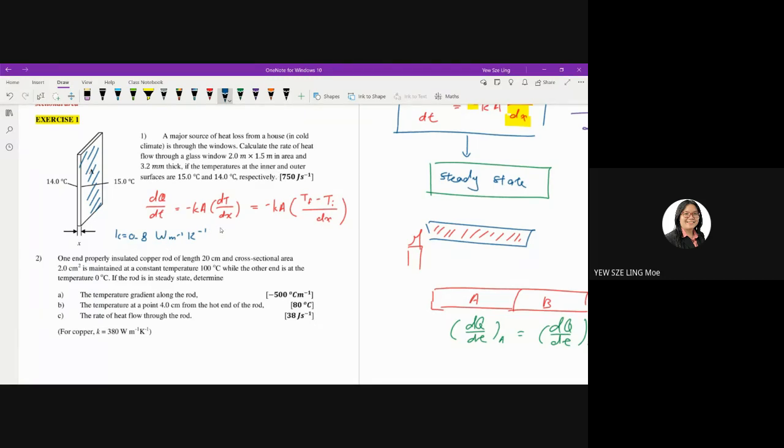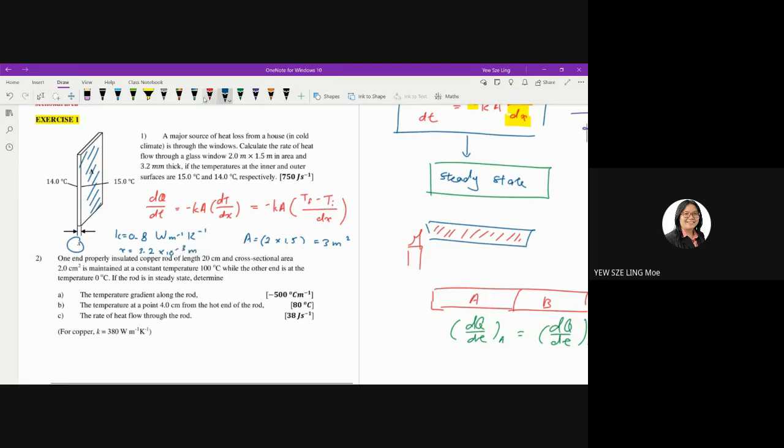And then what do I have? I need a surface area. So the surface area is the large surface area here. So A is equal to 2 times 1.5, which is equal to 3 m². Okay, 3 m². And then what else do I need? Now I need the thickness. In this case, thickness is my x. So my x is 3.2. Now make sure everything is in SI unit because you want to calculate the rate of heat transfer, the energy in terms of joule. So 3.2 times 10 to the power of negative 3 meter, that is your x.